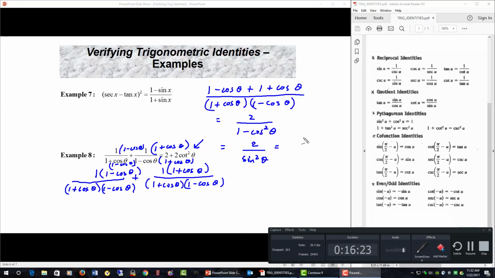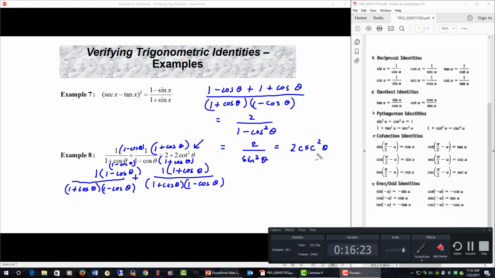This is next going to equal 2. Now remember, if there is a sine square theta in the denominator, you can rewrite it in the numerator as cosecant square theta, since they are indeed reciprocal identities. So again, you've got to know your identities in order to manipulate things.